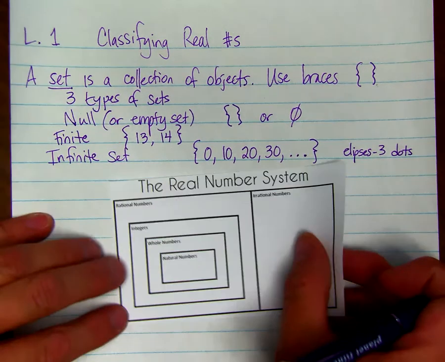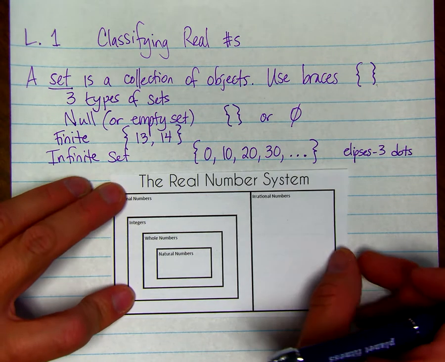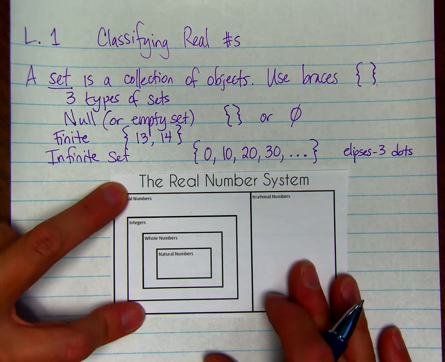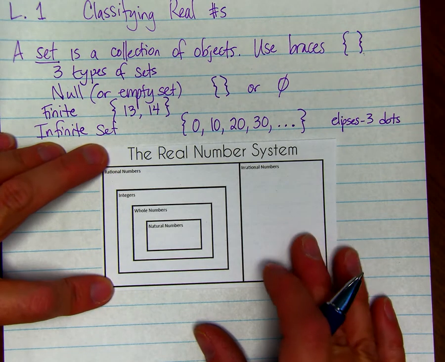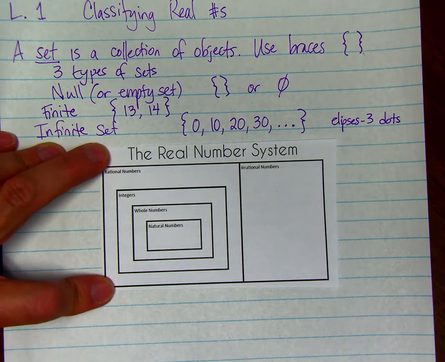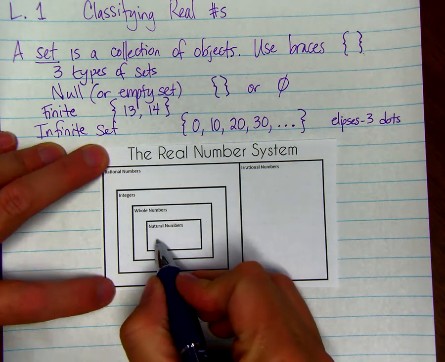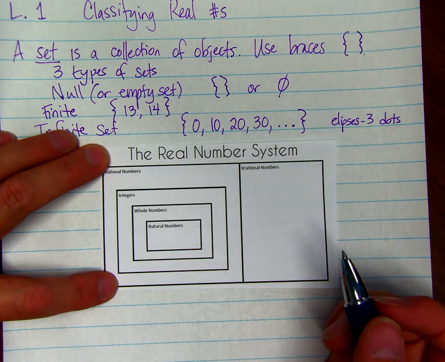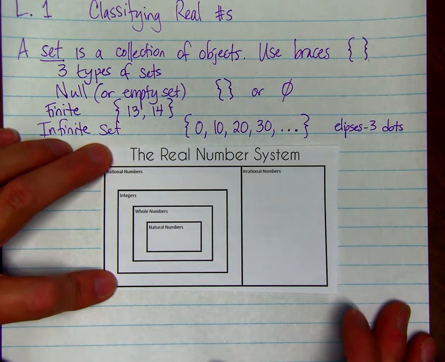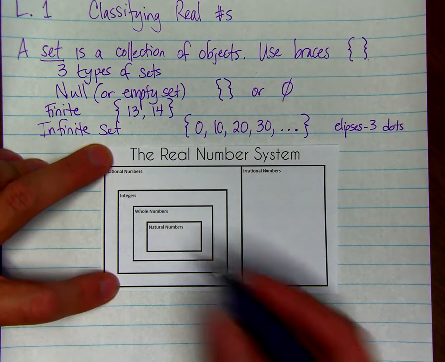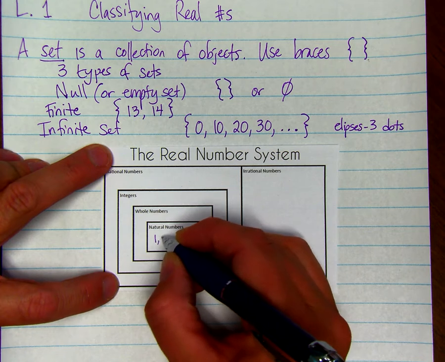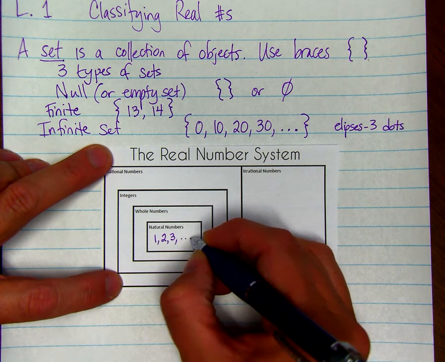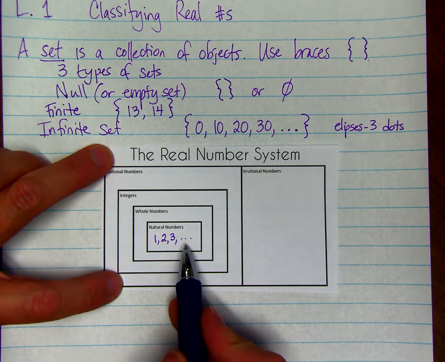Now we're going to glue the real number system in our notes, but let's glue it at the end. Okay, so right now I want you to put in here natural numbers, and natural numbers are like counting. So if I said to you, count to 10, you're going to start with 1, and you're going to go to 2, 3, and we'll put ellipses to show that you're going to continue to count.